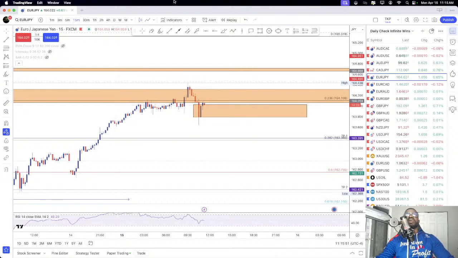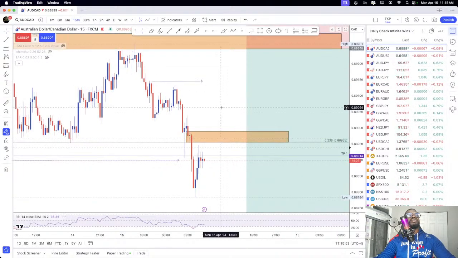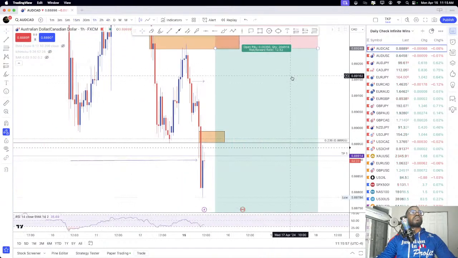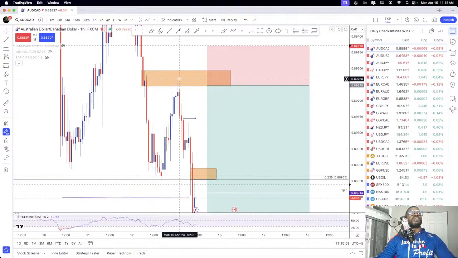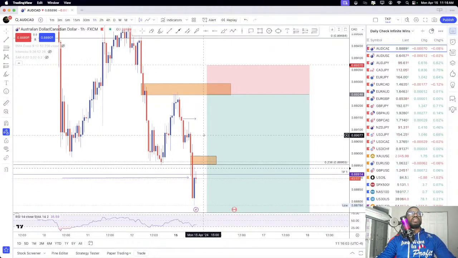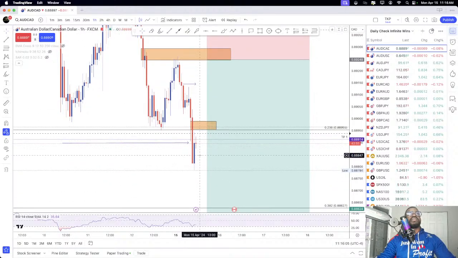All right, so we took AUD/CAD sale. I believe it was a 4-hour? No, 1 hour. Yeah, from this bear flag here. And TP1 got hit right now. It looks like we could get another bear flag.